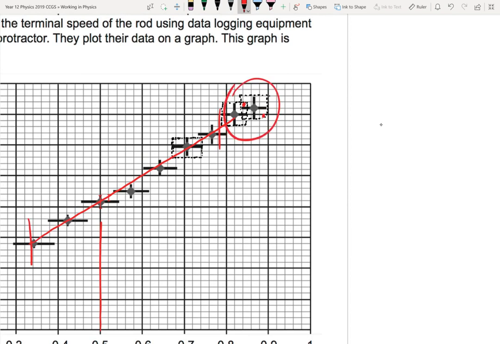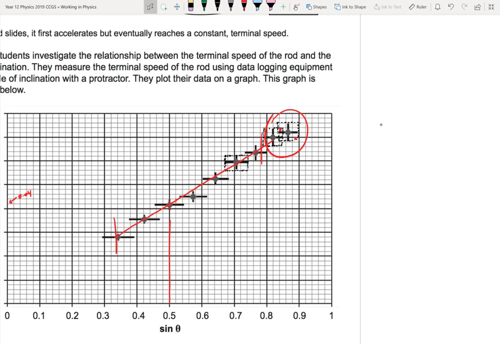Now, if you were doing this experiment, what could you do if you wanted to go back and correct for this or include them? Take another measurement. Go to sine of 0.9. Go to sine of 1. That would be vertical. And then if those ones line up, then we're good.